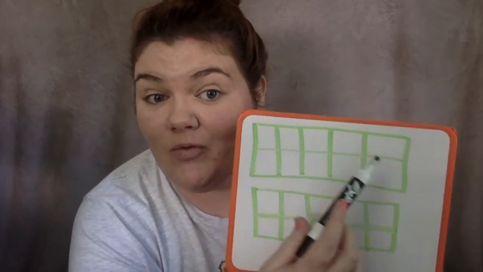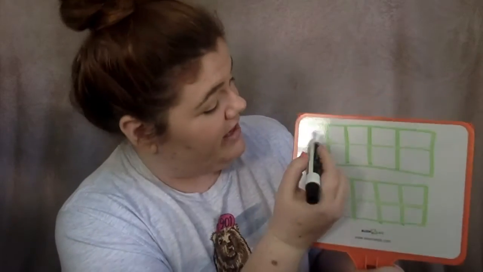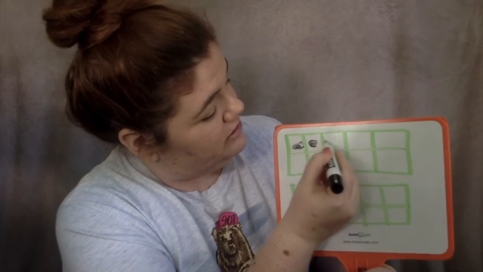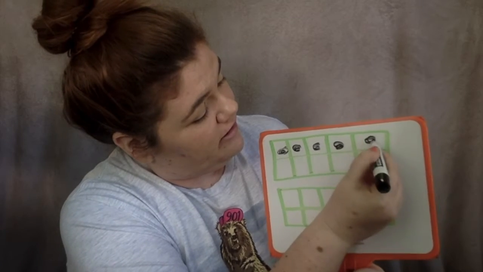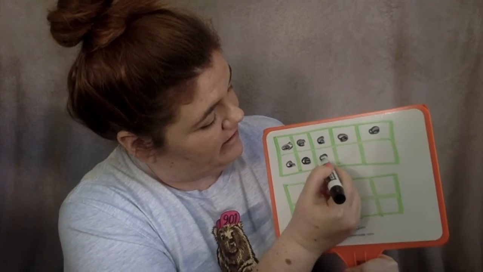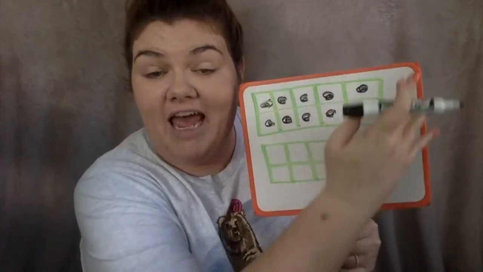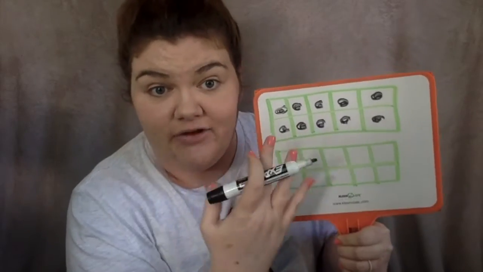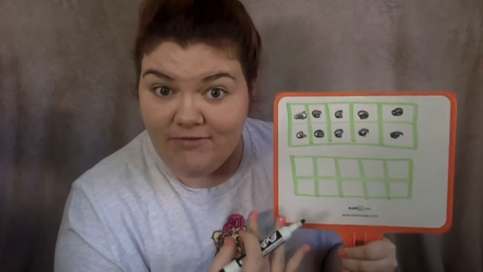So we have talked about 10 frames in the past, so we know what a 10 frame looks like, and we know it's called a 10 frame because it has how many spaces in it? 10, right? So I'm going to fill out this first 10 frame, and I want you to count with me. Get ready, go. 1, 2, 3, 4, 5, 6, 7, 8, 9, 10. Okay, I have 10 spaces in a 10 frame. That means I have 10 ones. I have 10 altogether.